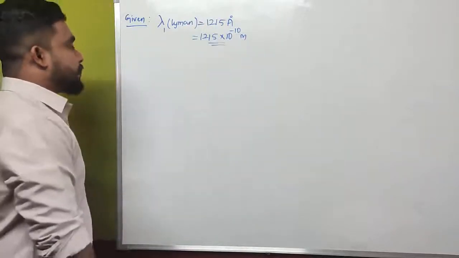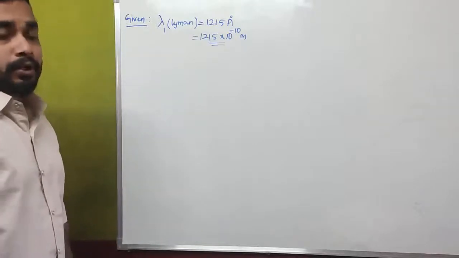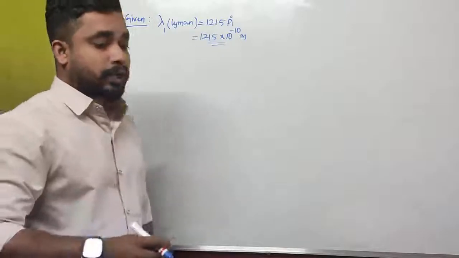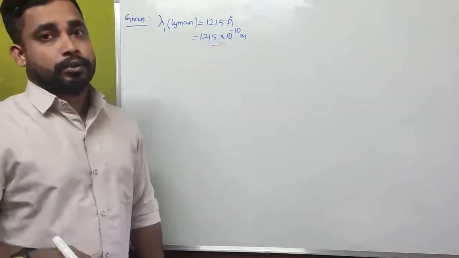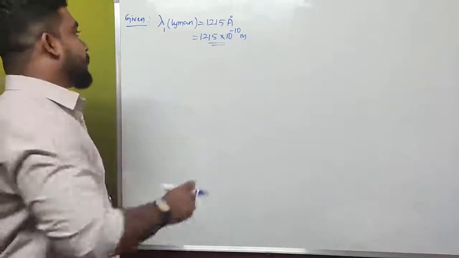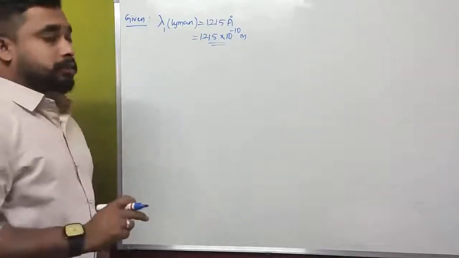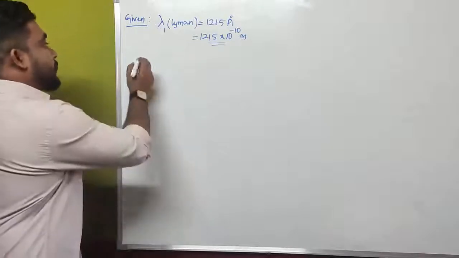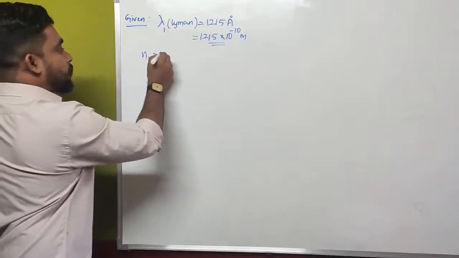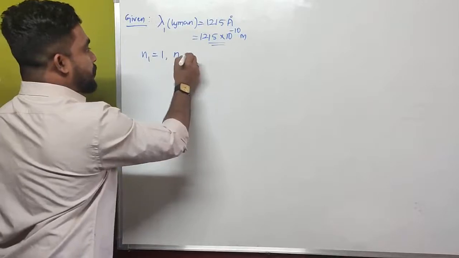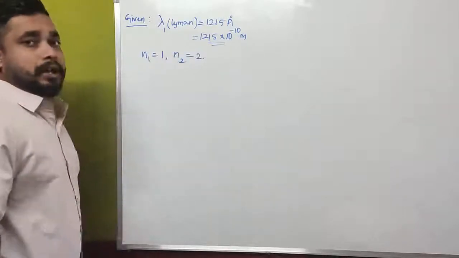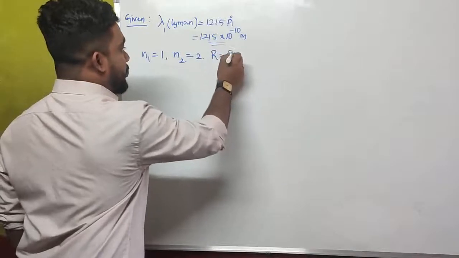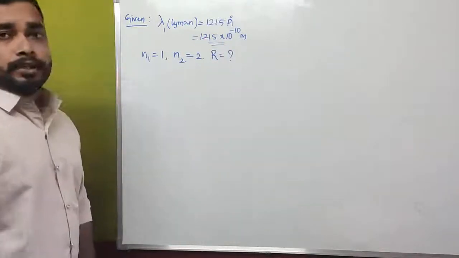Now here what we have to calculate is the Rydberg constant. How can we calculate that? For that we have to write the values of N1 and N2 here. Here, lambda 1 means the first two orbits of the Lyman series. For that N1 is equal to 1 and N2 is equal to 2. We don't know the value of the Rydberg constant, that is why we have to calculate it here.